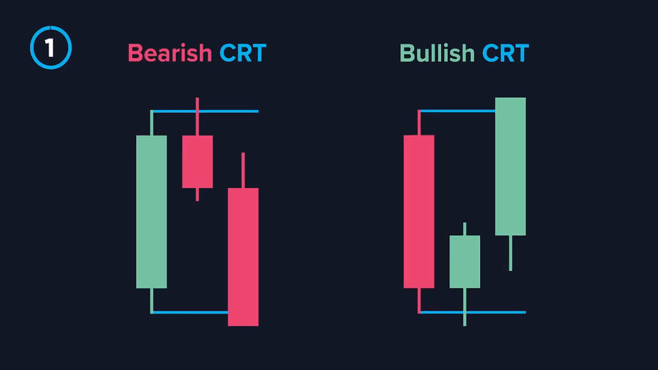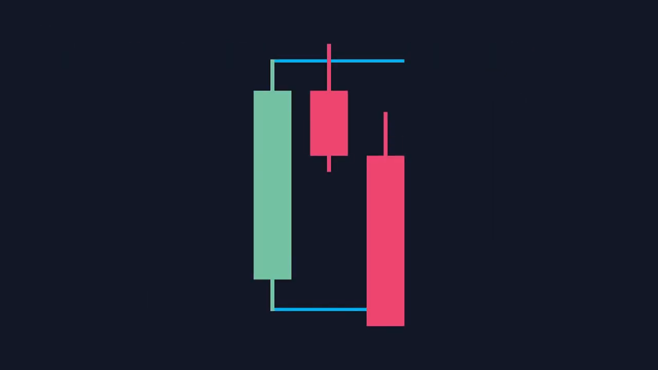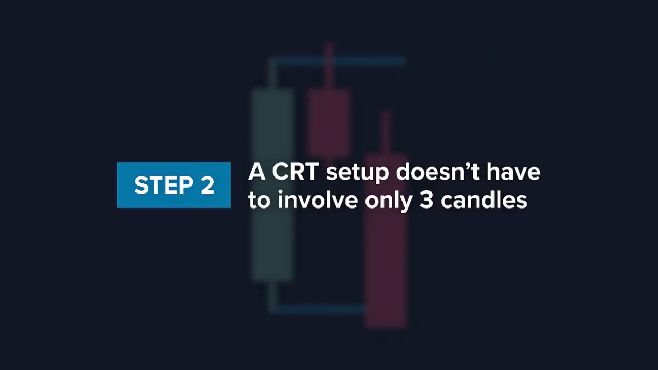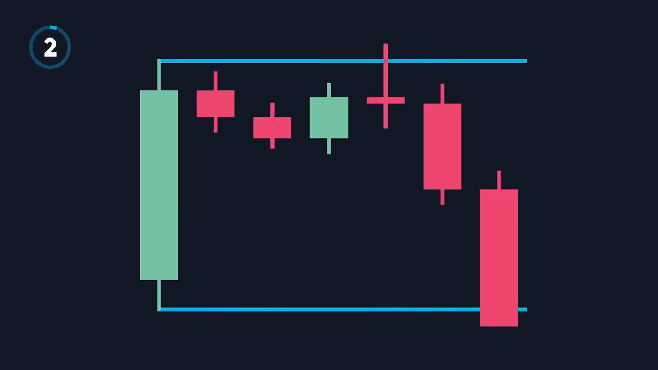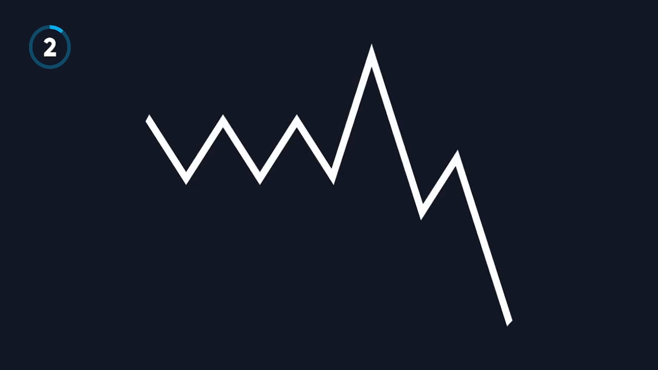So now that we've covered the basics of candle range theory, let's move on to the second step, which is that a setup using candle range theory doesn't have to involve only 3 candles. We started off with this setup because it's the simplest example for explaining this concept. But in reality, there isn't actually a rule for how many candles it might take for a setup to complete. This is because it doesn't matter how many candles a CRT setup involves. The important criteria is that the market structure displays a clear AMD formation.